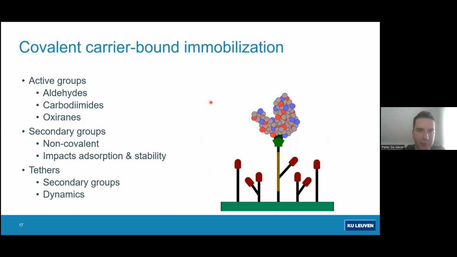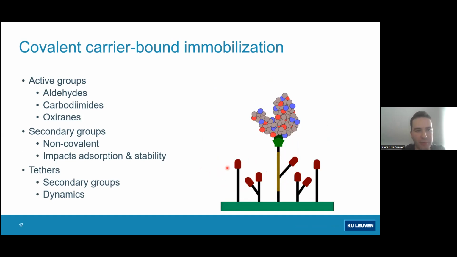So in the covalent carrier bond immobilization, we can make a distinction between the active groups, which are actively partaking in the formation of the covalent bonds. So this can be, for instance, aldehydes, which are present on the carrier, carbodiimide activated surfaces, or oxiranes decorating the surface. And depending on the functionality of the surface, it can target specific amino acids on the protein exterior.